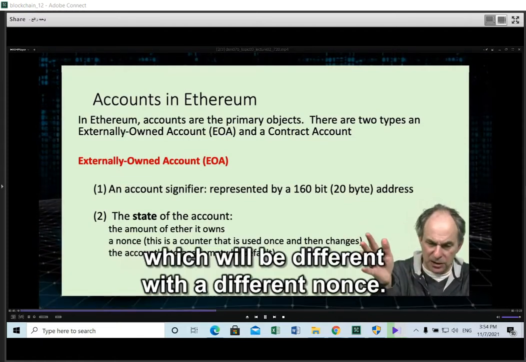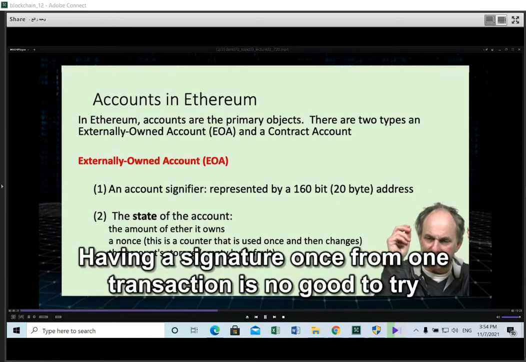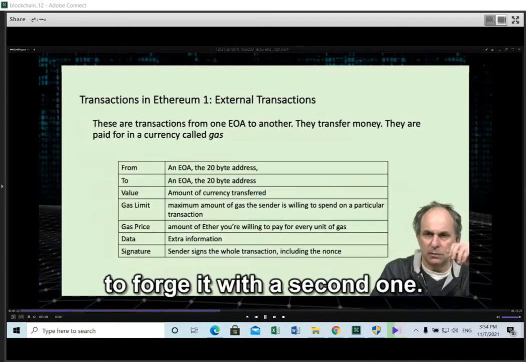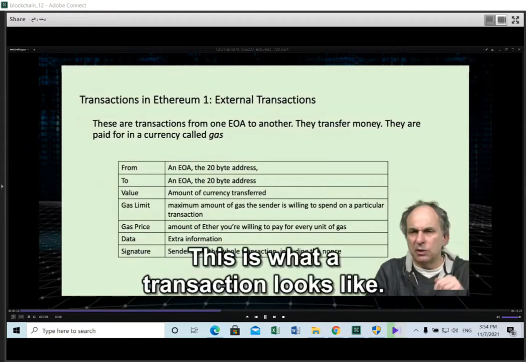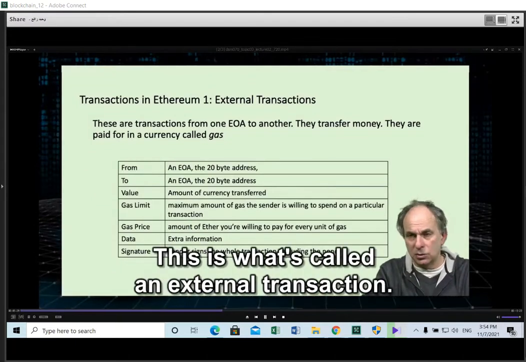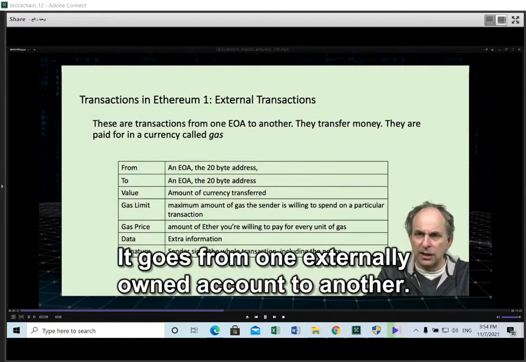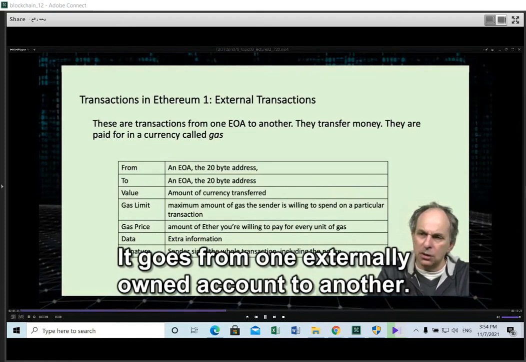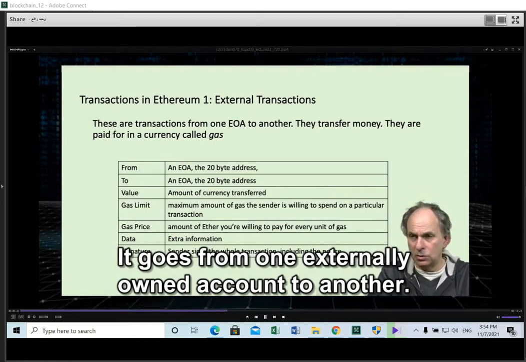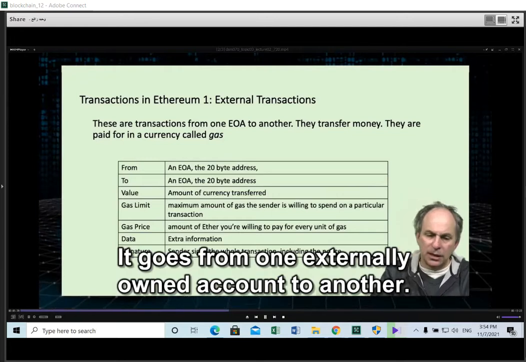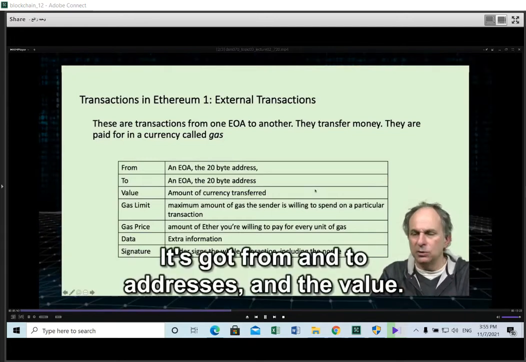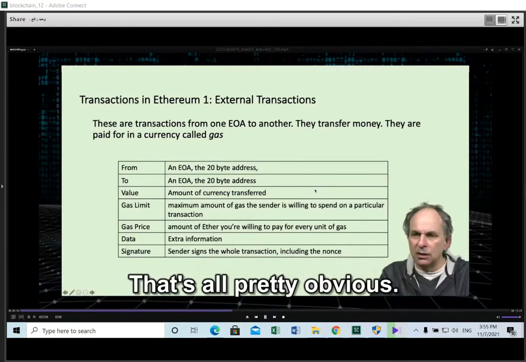So having the signature once from one transaction is no good to try to forge it with the second one. Okay, so this is what a transaction looks like. This is what's called an external transaction. It goes from one externally owned account to another. It's got from and to addresses and a value. So that's all pretty obvious.